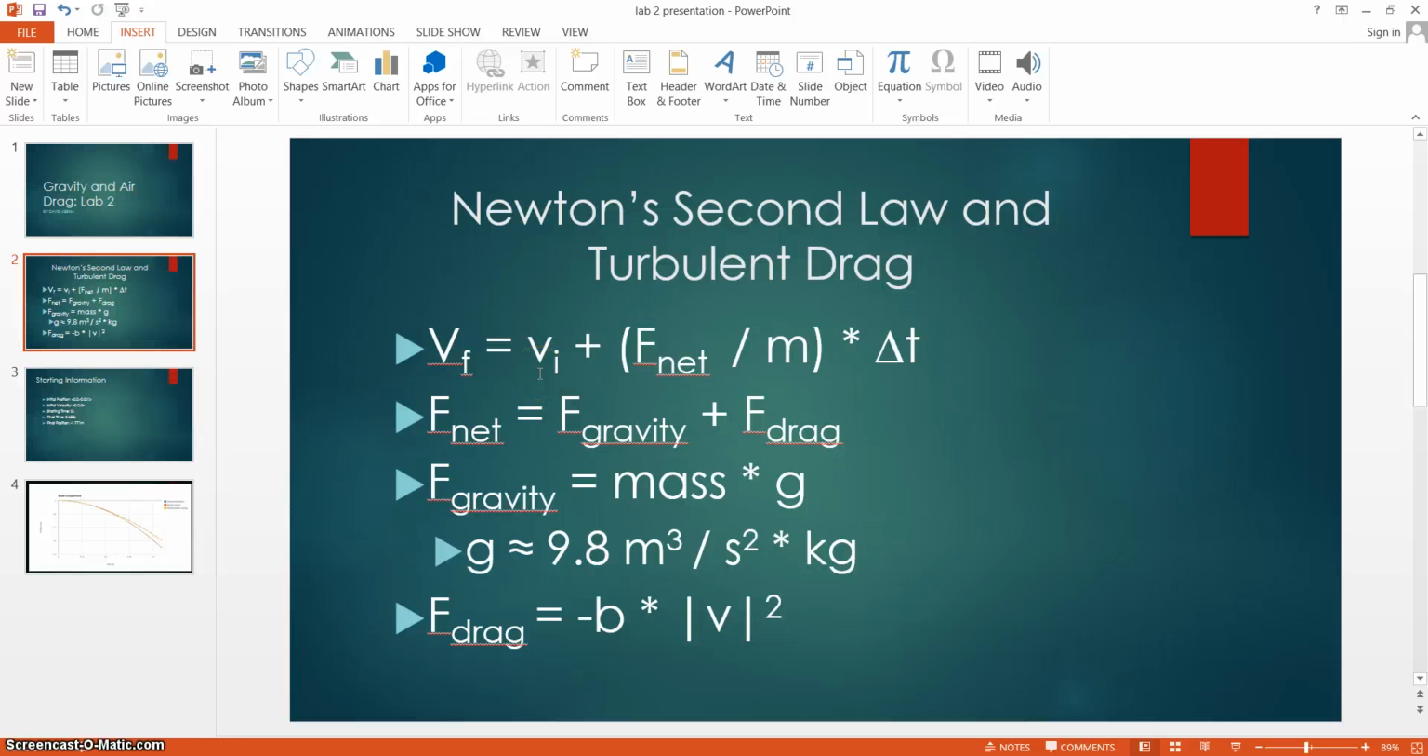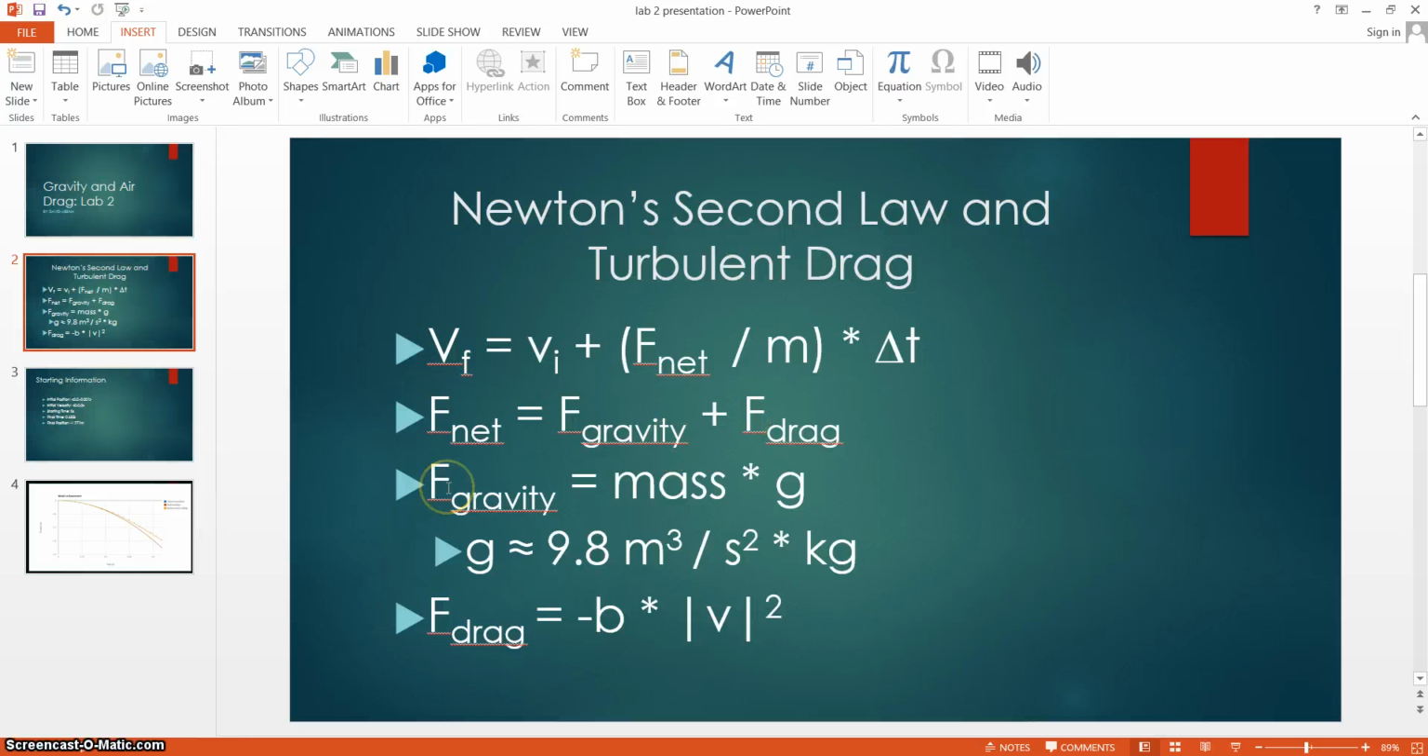In the previous lab, we learned Newton's second law, which states that the final velocity of an object is equal to the initial velocity plus the net force divided by the mass of the object times the change in time. However, in this lab, we are dealing with a non-zero net force, and therefore the object has acceleration. The net force in this case is the force of gravity plus the force of air drag.